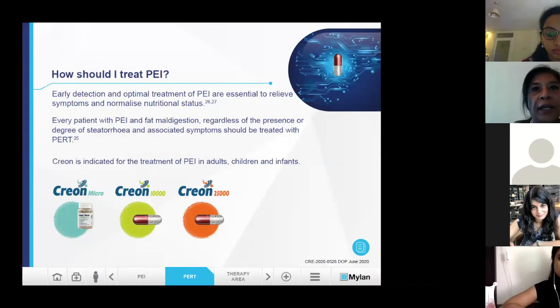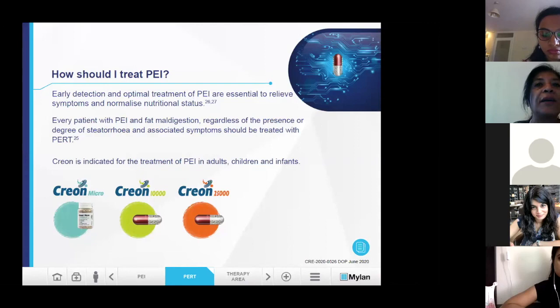Now, there are a few reasons why Creon is successful. One is because Creon has a unique technology. It's recommended by national guidelines. It's widely prescribed in the UK, and Creon is indicated for treatment of PEI in adults, children, and infants. And it's available in three strengths: Creon Micro, 10,000 and 25,000 units.